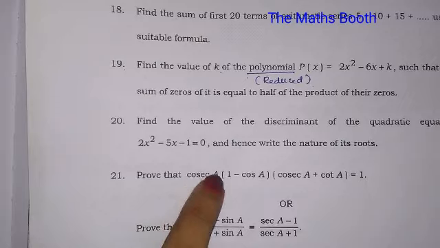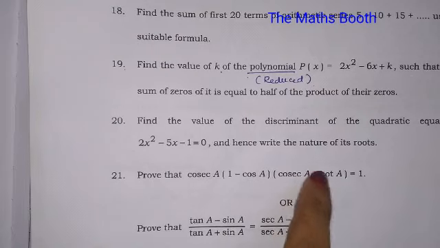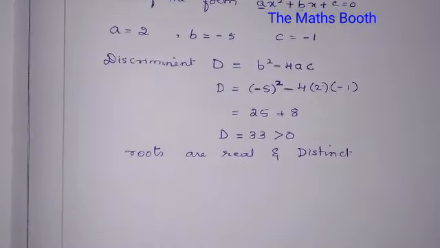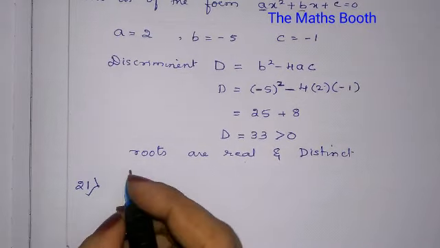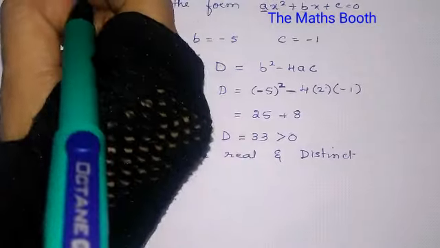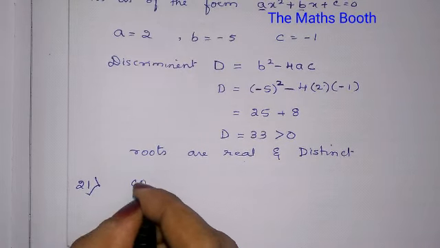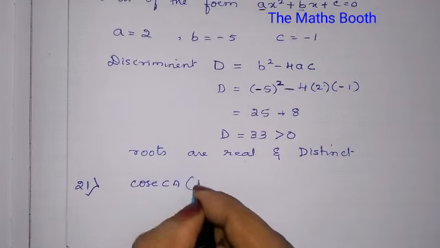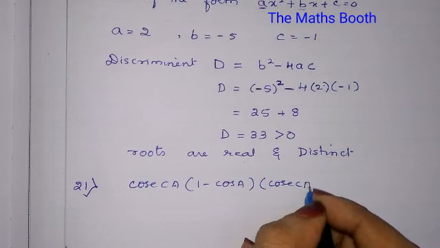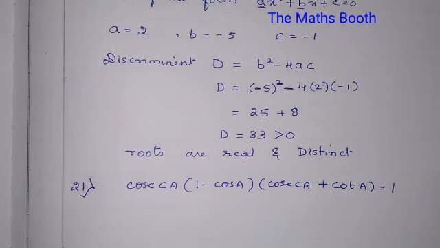So the next question is question number 21. Prove that cosec A into 1 minus cos A into cosec A plus cot A is equal to 1. We should bring the answer 1. Let me write question number 21. This is question number 20 which we have solved now.